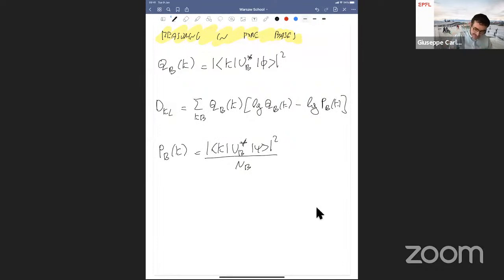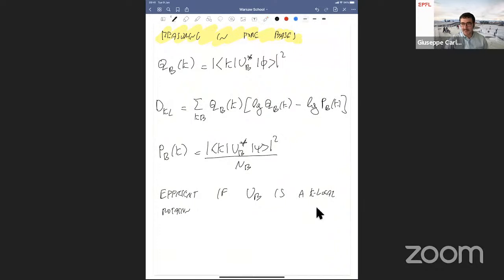And you can show that this is efficient. We can do this in general if this U_B is a k-local rotation, in the sense that it involves only a number of qubits or spins that is non-extensive. So in this case, we can compute this P_B(k) that we need to perform this minimization efficiently.